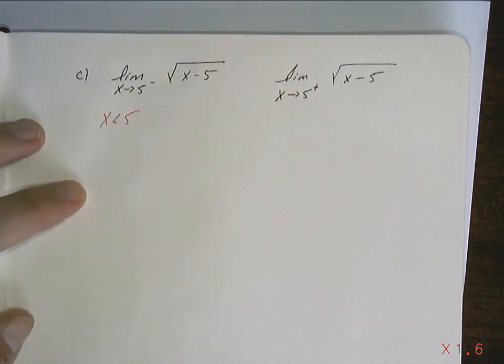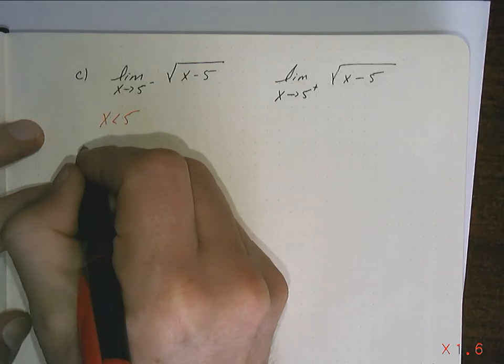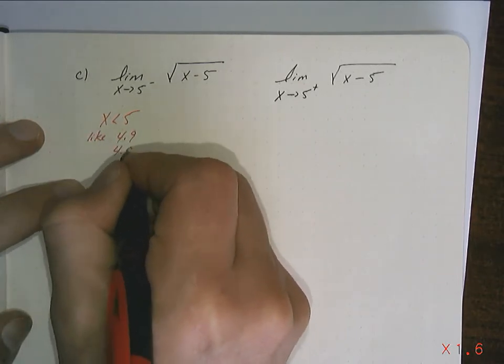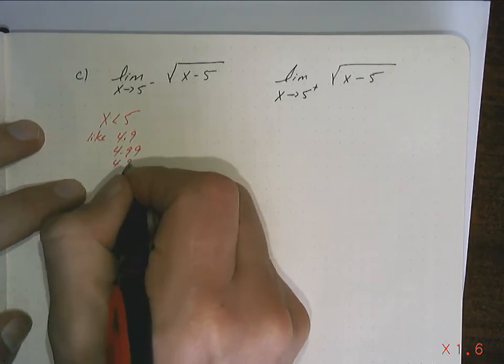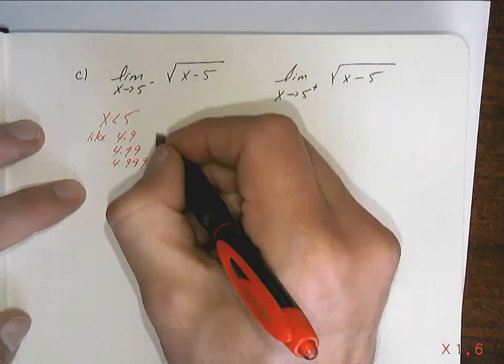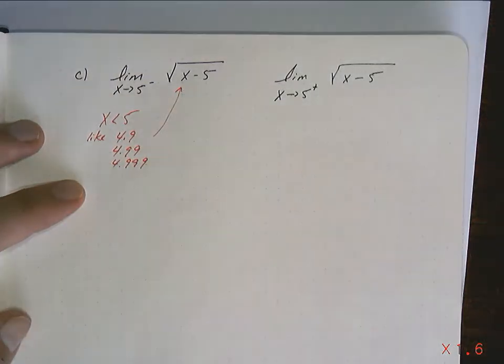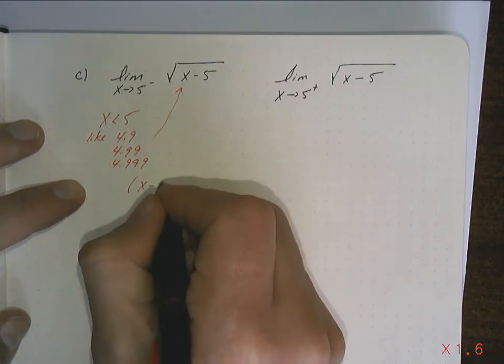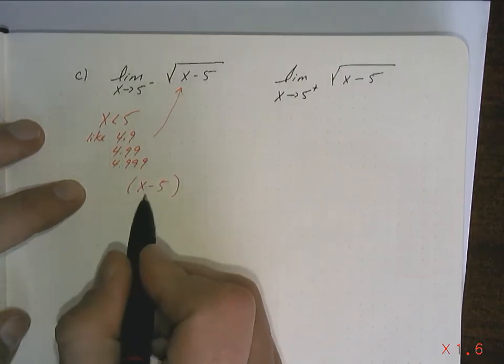Do you agree? So you're going to choose values like 4.9, 4.99, 4.999. Do we agree? And if I take these values and I plug them in for x, what's going to happen to the argument underneath the square root sign? Is it going to be positive or negative?